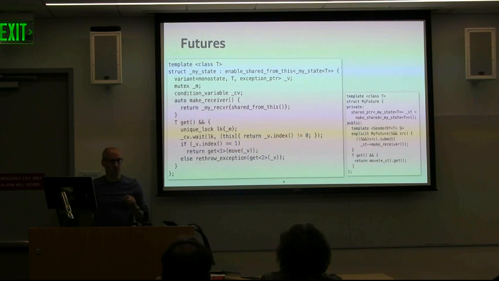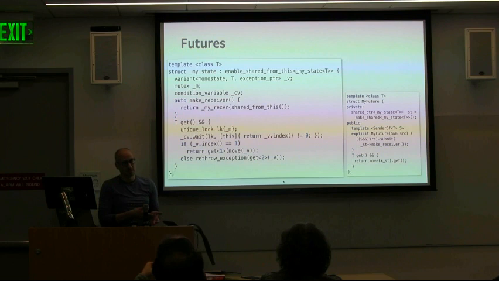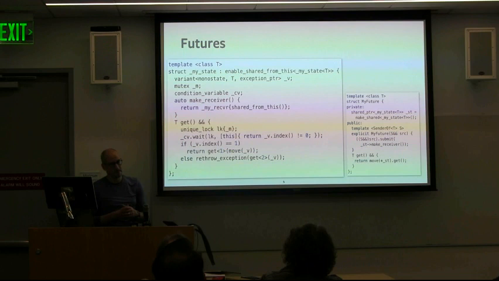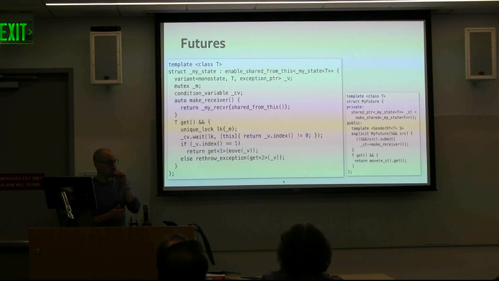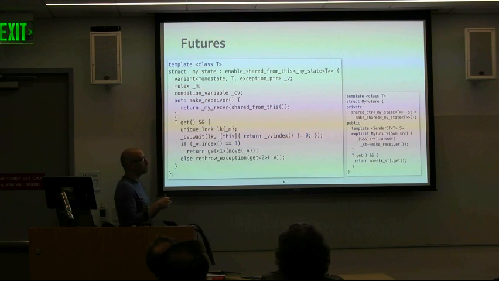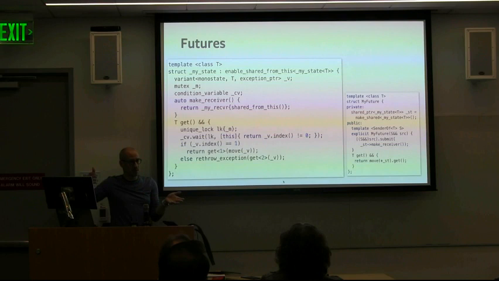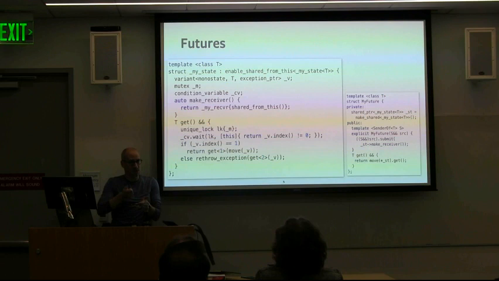So our future is not cancelable? This future is not cancelable. If you wanted to make it cancelable, what you would do is you would take a stop token along with the sender. So you would need to somehow pass into the future some sort of way for the user to communicate a request to stop. And then you would bundle that stop token in with the receiver so that all of the receivers down the line had access to the stop token, could request the stop token from the receiver, and check to see whether or not stop had been requested and take action.